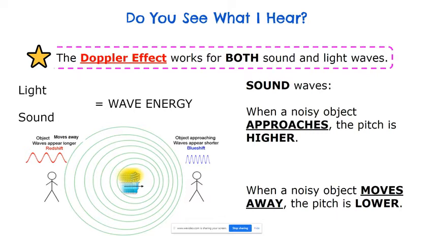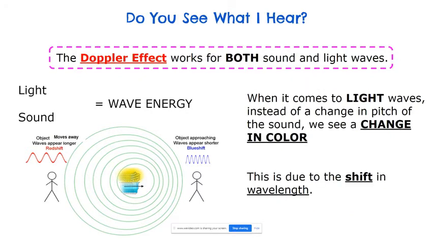So for sound waves, when a noisy object approaches, the pitch is going to be higher, and when a noisy object moves away, the pitch is lower, just like the siren example. So when it comes to light waves, instead of a change in pitch in the sound, we're going to see a change in the actual color, and this is due to the shift or the stretching of the wavelength.